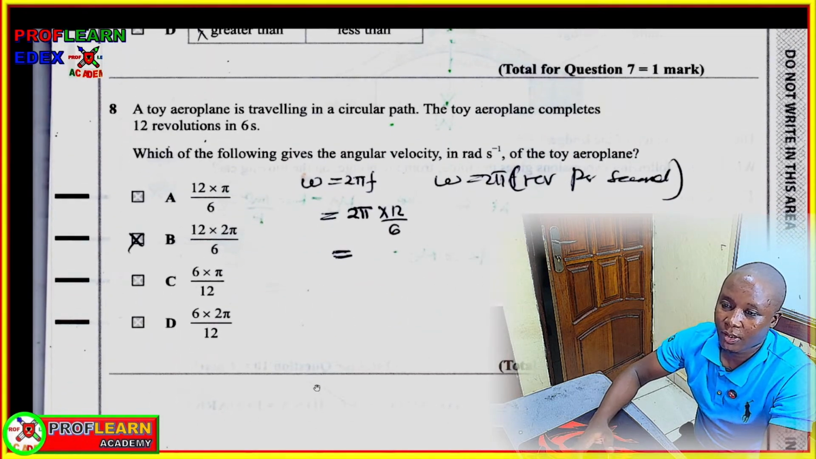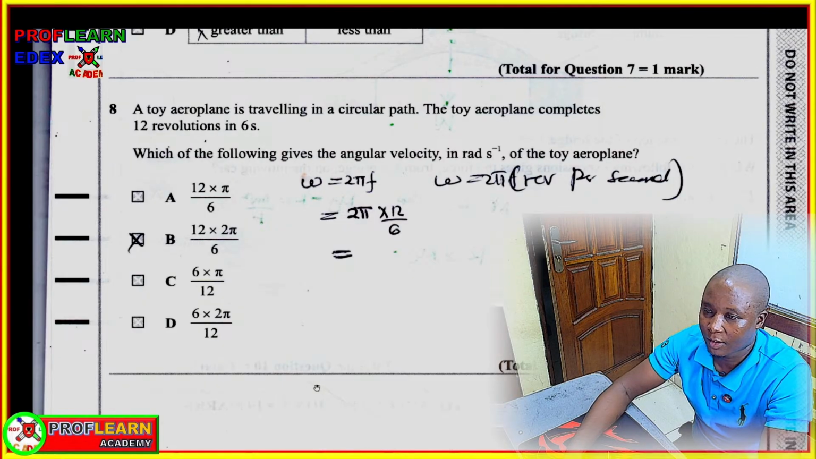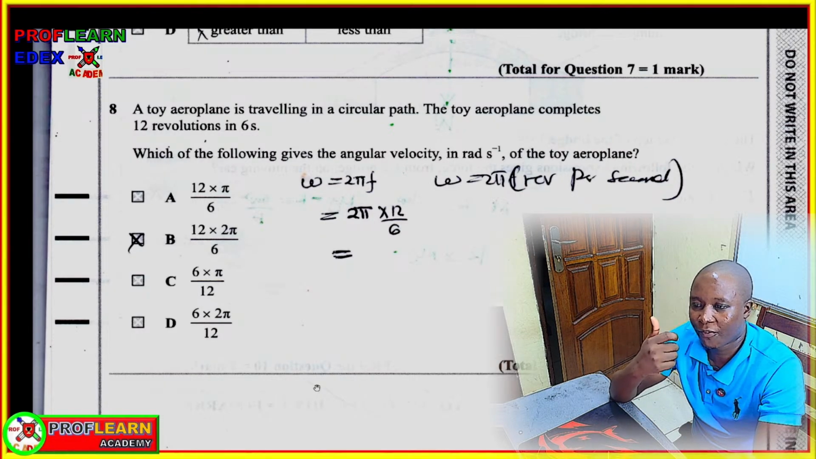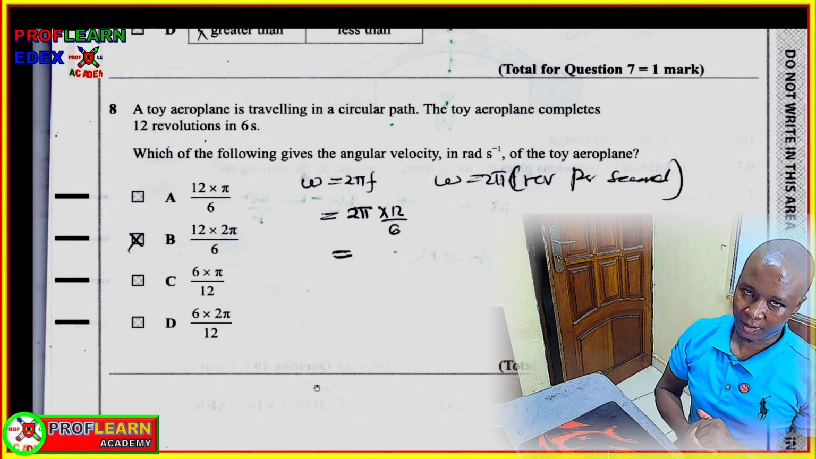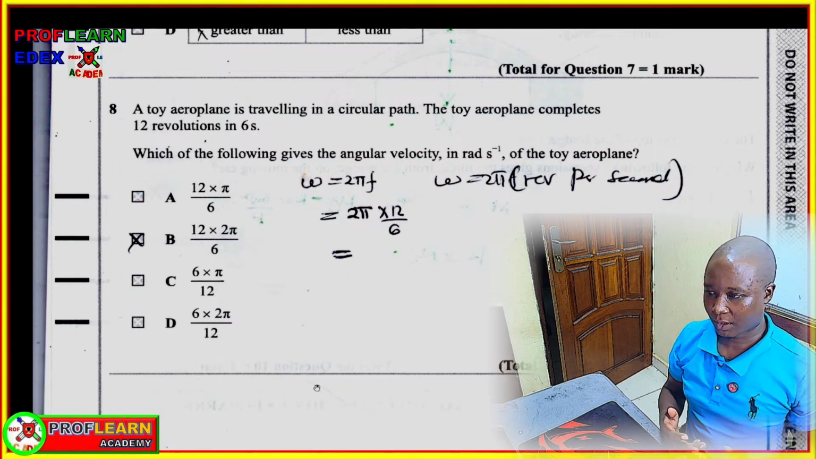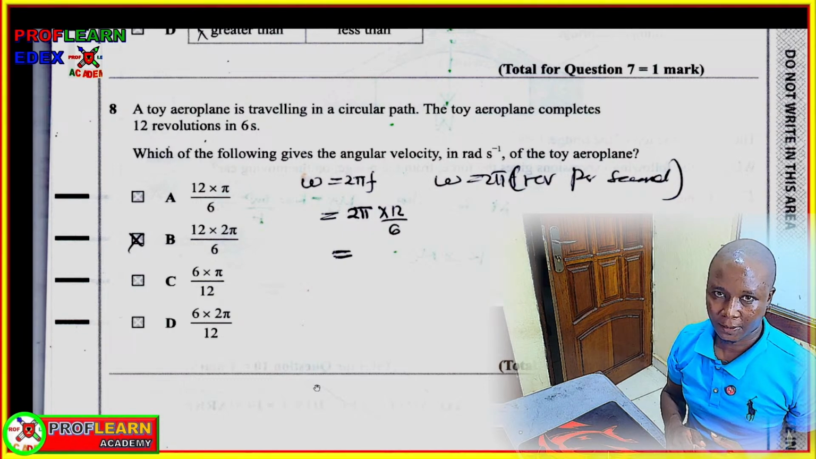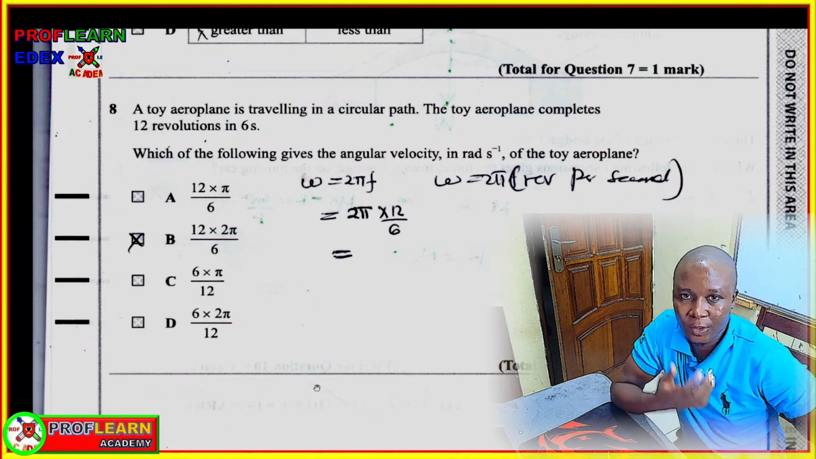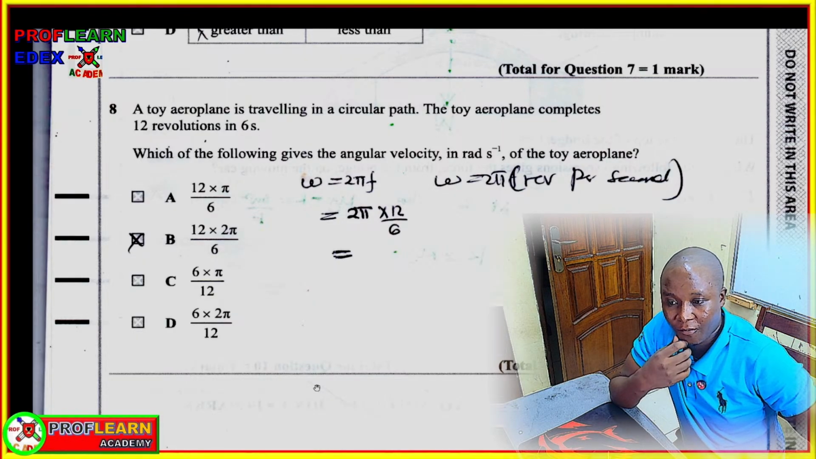Question number 8, we are told that a toy aeroplane is traveling in a circular path. The toy aeroplane completes 12 revolutions in 6 seconds. You need to understand that if you are told 12 revolutions in 6 seconds, you can determine how many revolutions per second. In this case, we are going to have 2 revolutions per second. What does that mean? The number of revolutions per second is the frequency, which is 12/6.